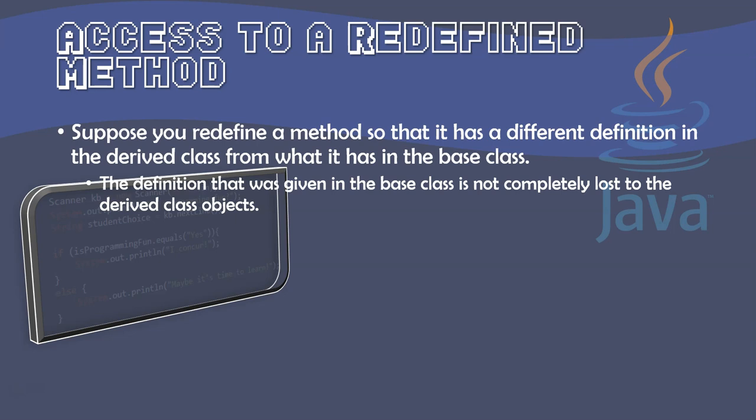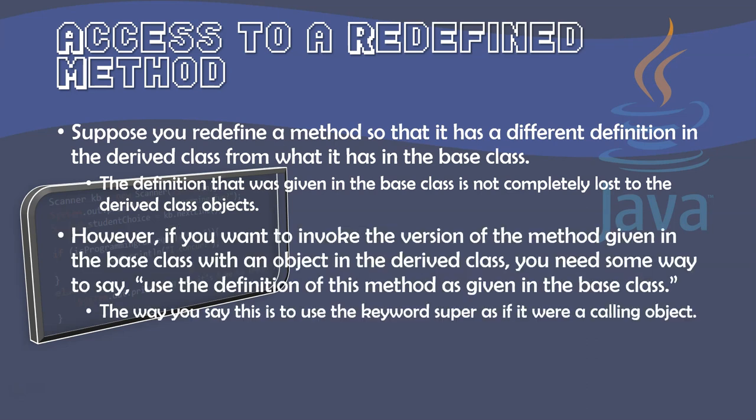So let's first say we want to redefine a method so that it has a different definition in our derived class from what it has in the base class. Well, the definition that's given in the base class is not completely lost to the derived class object. However, if you want to invoke the version of the method given in the base class with an object of the derived class, you need some way to say, hey, use the definition of this method in the base class. This is the way you would say that: the keyword is super. So we're going to see super used again here, and it's going to be our friend in making our life a little bit simpler.